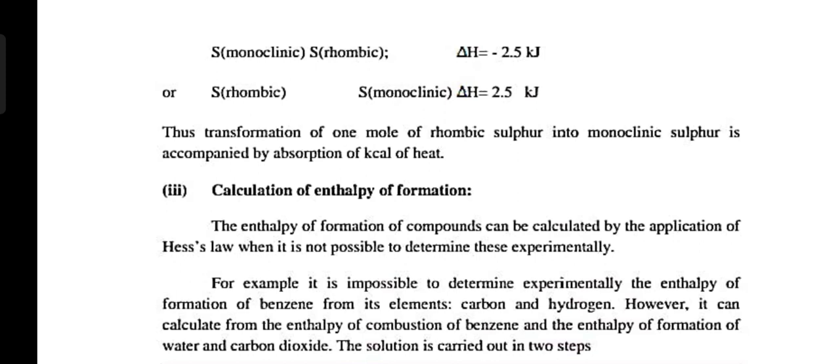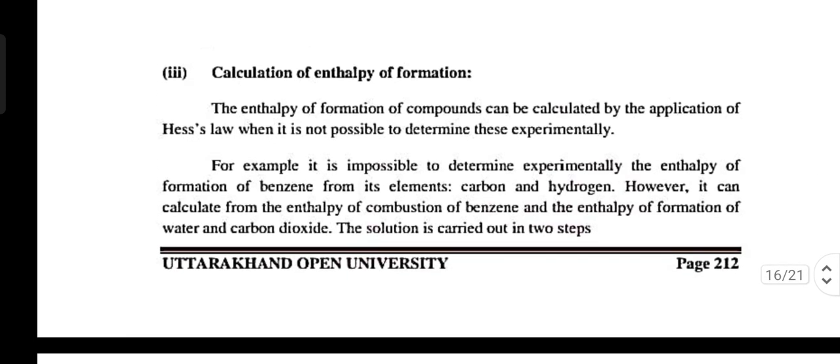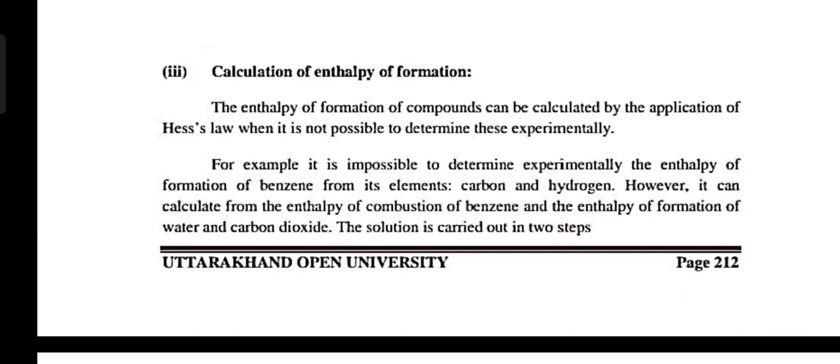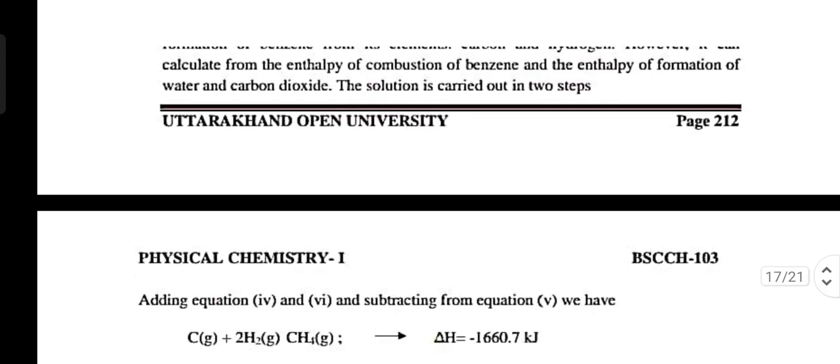Calculation of enthalpy of formation. The enthalpy of formation of a compound can be calculated by the application of Hess's law when it is not possible to determine it experimentally. For example, it is impossible to determine experimentally the enthalpy of formation of benzene from its elements carbon and hydrogen. However, it can be calculated from the enthalpy of combustion of benzene and the enthalpy of formation of water and carbon dioxide. The solution is carried out in two steps.